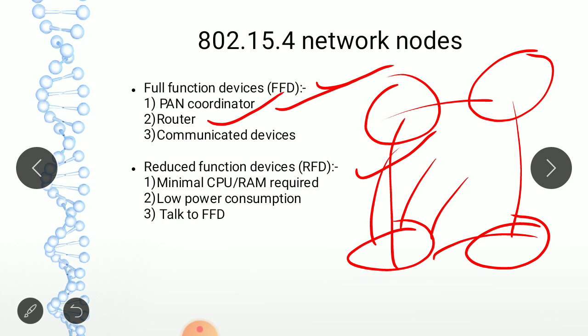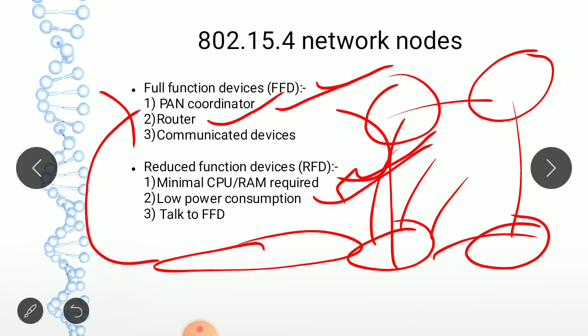Now we talk about the reduced function devices. It has fewer features than an FFD. Since it has reduced function, it needs less RAM and CPU and uses fewer resources. It has low power consumption. It can talk to the FFD. If we have an RFD and we have to talk to an FFD, we simply call that function.